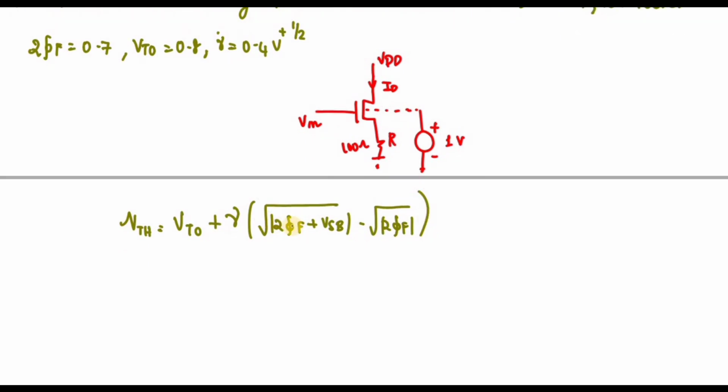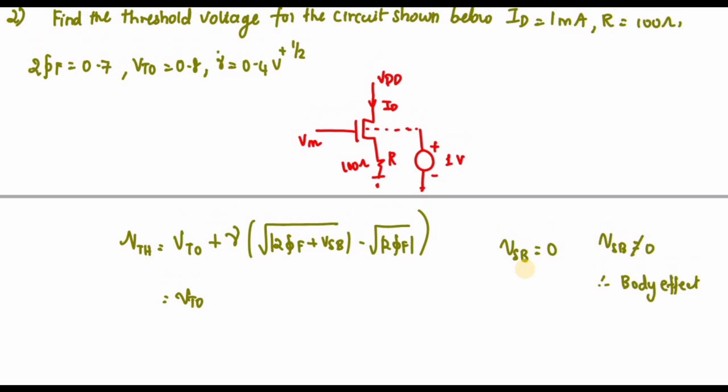If there is no body effect, the source to bulk voltage VSB has to be 0. If it is 0, these two terms get cancelled out and you will get the value as VT0. But if VSB is not equal to 0, then it causes a body effect. So this is a second order effect.